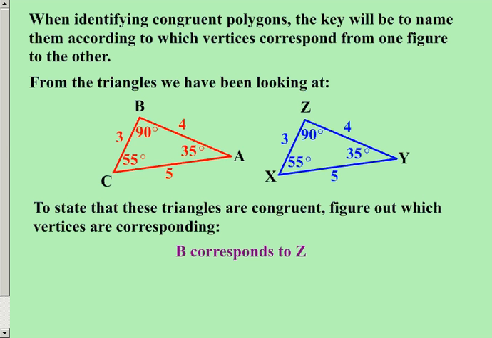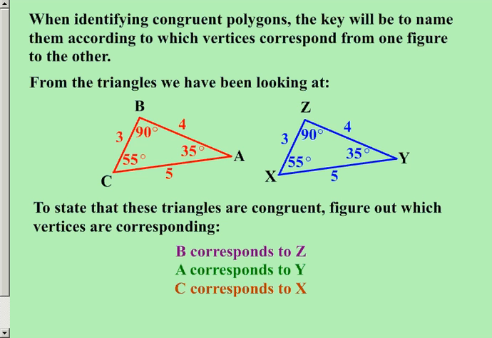So plenty of evidence to prove to us that vertex B does correspond to vertex Z. The same argument can be used to explain that vertex A corresponds to vertex Y. Those are the vertices that have the 35-degree angle near them, and they are the locations where the side length of 4 and the side length of 5 join together. So A definitely corresponds to Y.